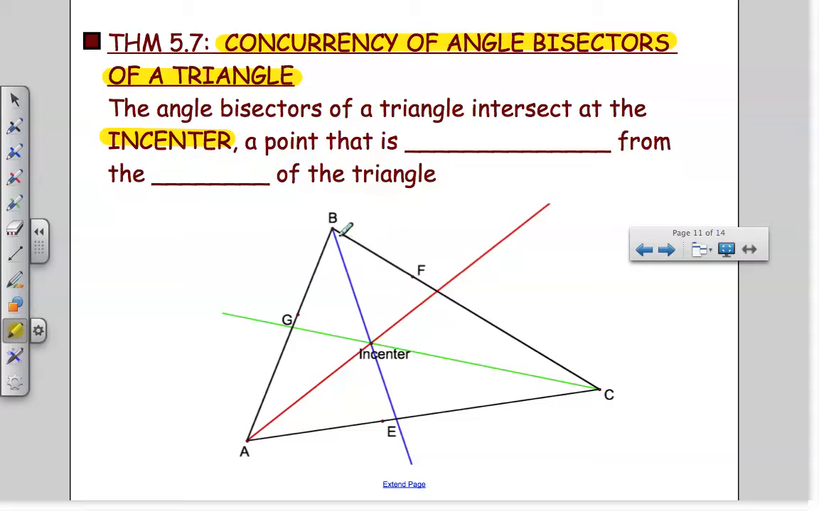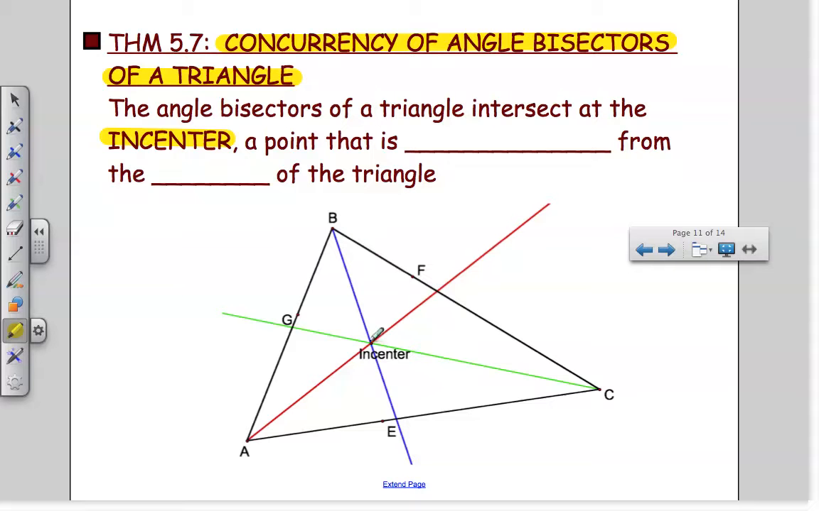We know from what we did yesterday that any point on an angle bisector is equidistant to the sides of the angle. Because if you're on the angle bisector, you should be going through the middle of that angle. So you should be the same distance to the 2 sides. So in this case, this blue line is an angle bisector of angle B here.